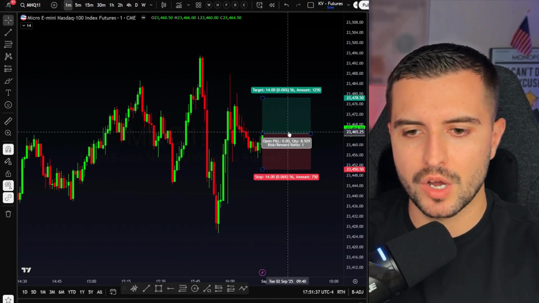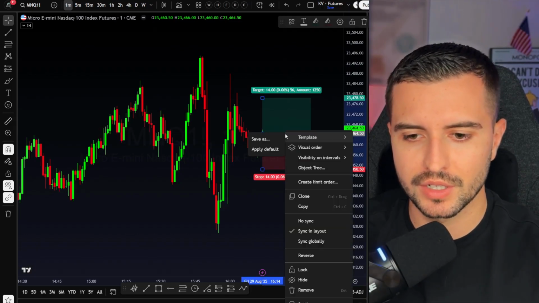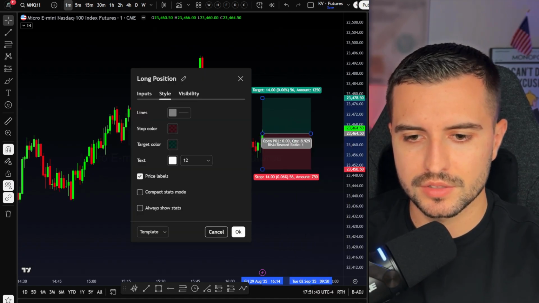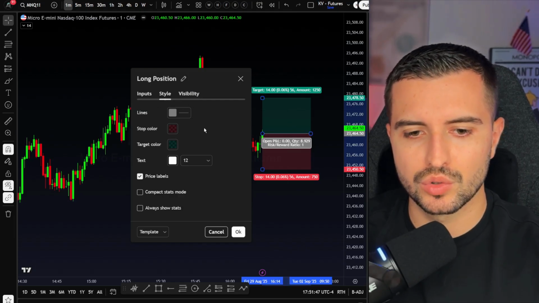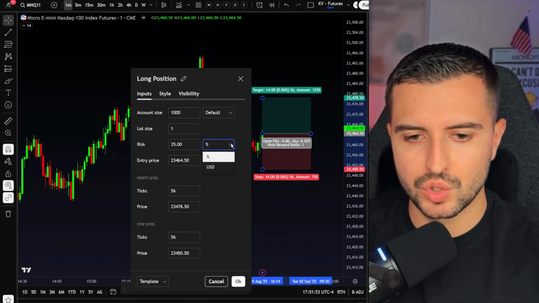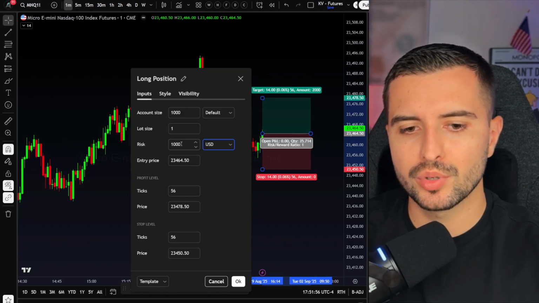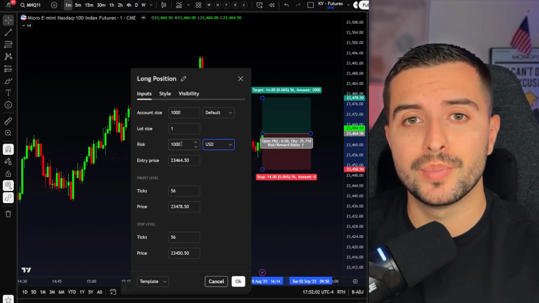Now, let's figure out the settings a little bit. Either you could right click and click settings, or you could also just double click and you can get this pop-up for the settings. Now, here's what you want to change. You want to change your risk to USD, and you want to put here how much you typically risk per trade. This is something that you have to input yourself based on your trading.